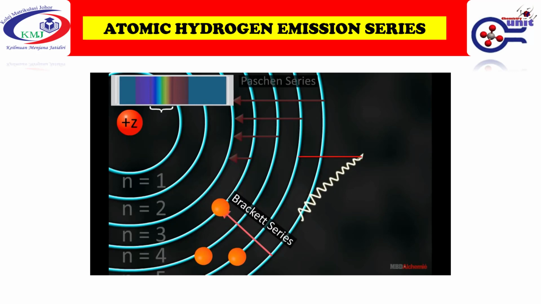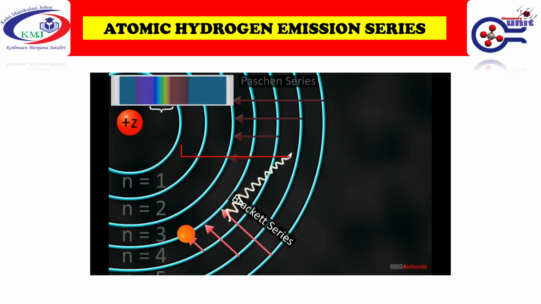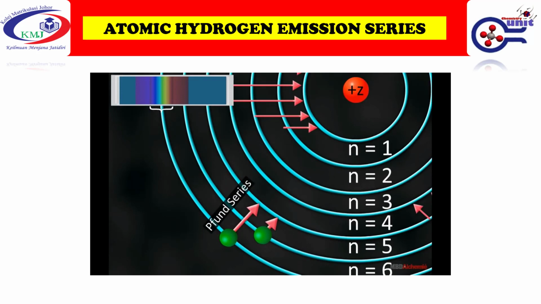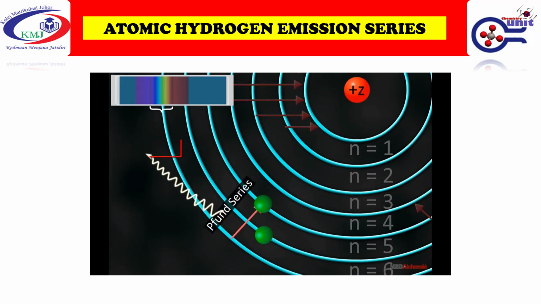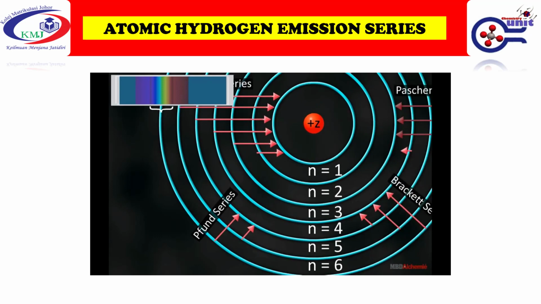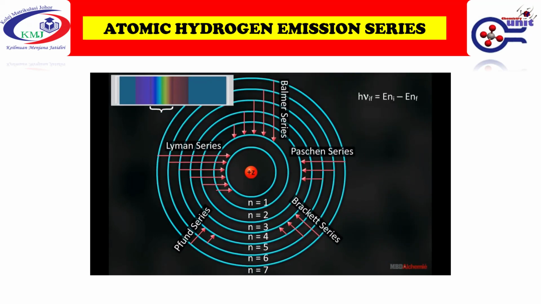When a transition from higher orbits to the fourth orbit occurs in the atom, Brackett series is obtained. When a transition from higher orbits to the fifth orbit occurs in the atom, Pfund series is obtained. The energy of emitted radiation is given by the formula shown here, and the Rydberg formula for the spectrum of hydrogen atom is given by the formula.